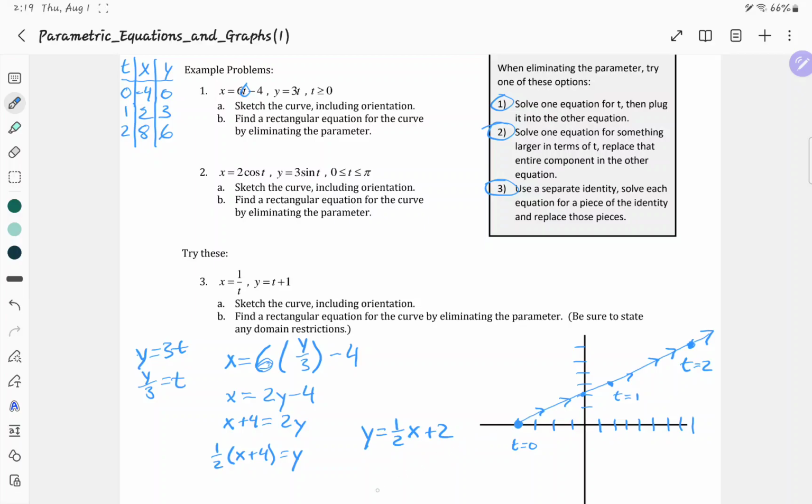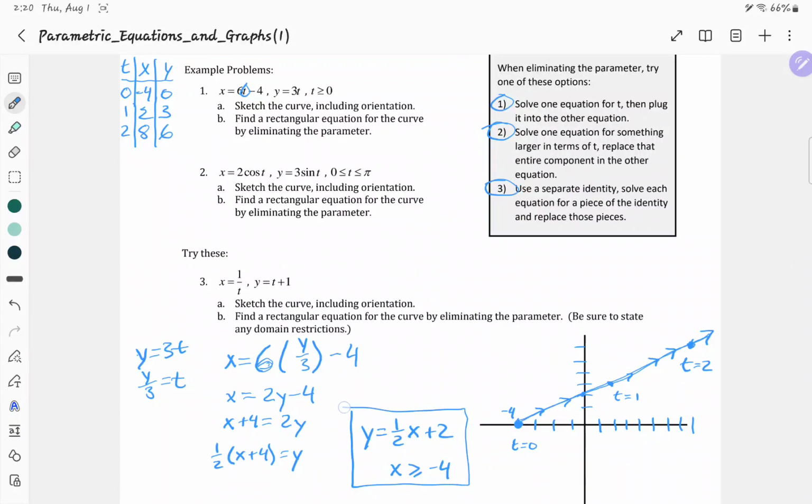There's this whole part to the left that I'm not tracing out, because I was restricted to t being bigger than or equal to 0. So a lot of times what they'll do with stuff like this is restrict it. So my x, right, I am tracing this line, but my x has to be bigger than or equal to -4, because I'm starting here at -4 and then just going to the right. So I would want to include that domain restriction with this equation.